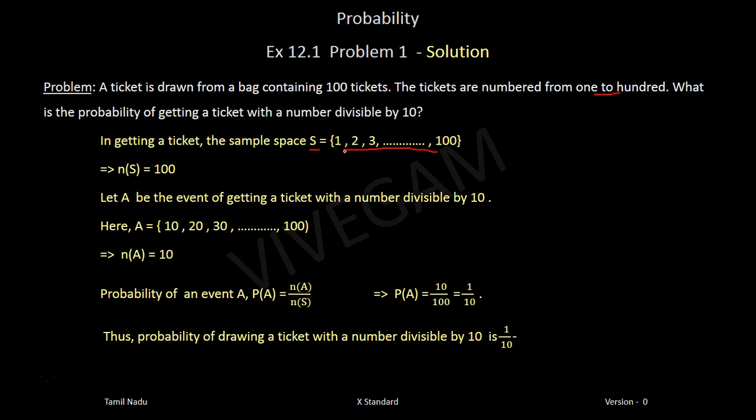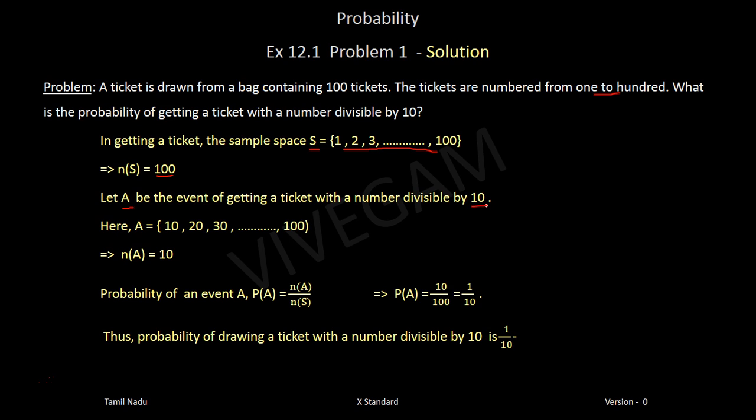So you may get 1, you may get 2, you may get 3, 4, 5, 6 up to 100. Any one of these is possible. So 1 to 100 are all the outcomes, so sample space S is 1, 2, 3 up to 100. And what is n of S? There are 100 tickets, so there are 100 possible ways of getting a ticket. So n of S is 100. Got it? Now, next we'll say, let A be the event of getting a ticket which is divisible by 10.